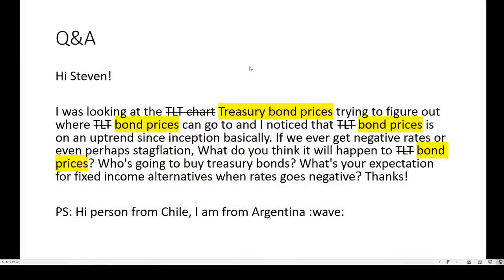So here's the deal. If you ask questions generically, I can answer them perhaps knowing what you're really asking. But if you ask about a specific security, I cannot answer them that way. So I'm going to rewrite this question and answer it generically. I was looking at Treasury bond prices, trying to figure out where bond prices can go. And I noticed that bond prices have been on an uptrend since inception. Basically, if we ever get negative rates or perhaps stagflation, what do you think will happen to bond prices? Who's going to buy them?